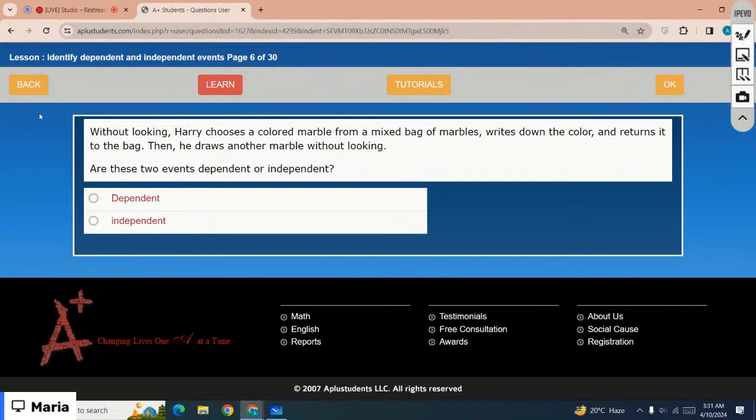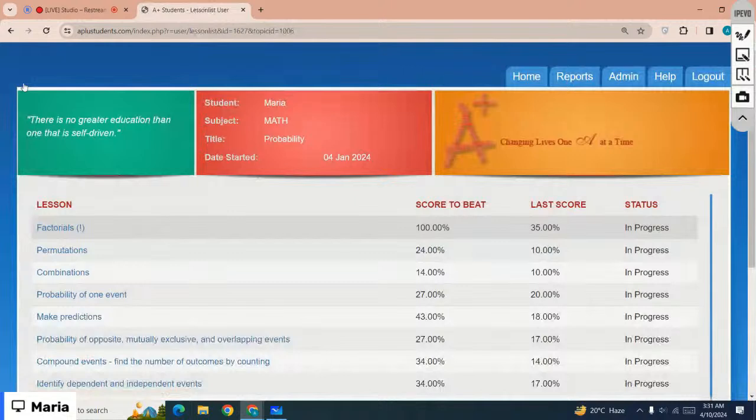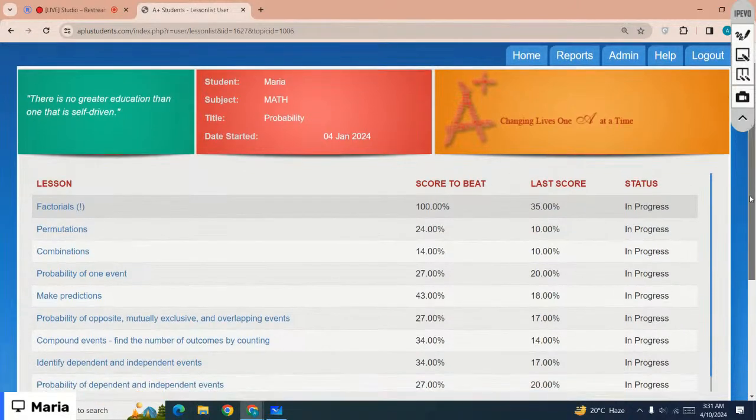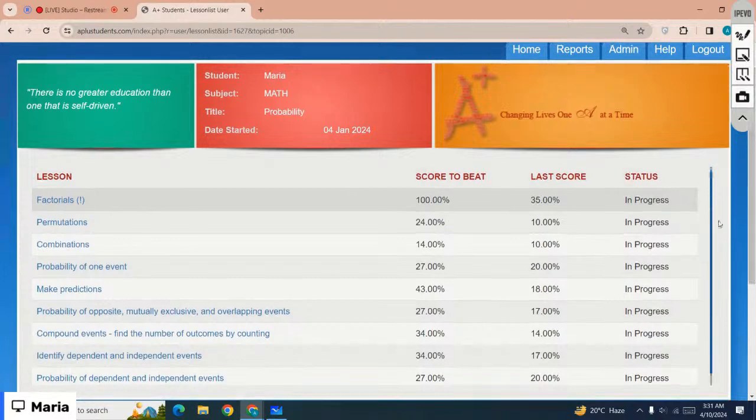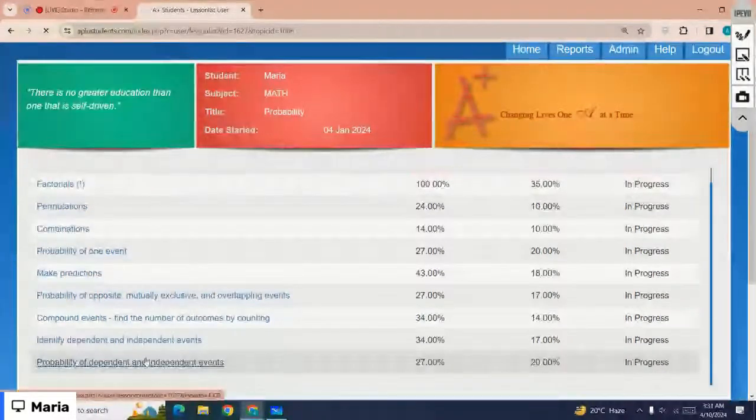Okay, you can complete the lesson by yourself later today. Let's just move on to the next lesson. The next one is the probability of dependent and independent events, right?